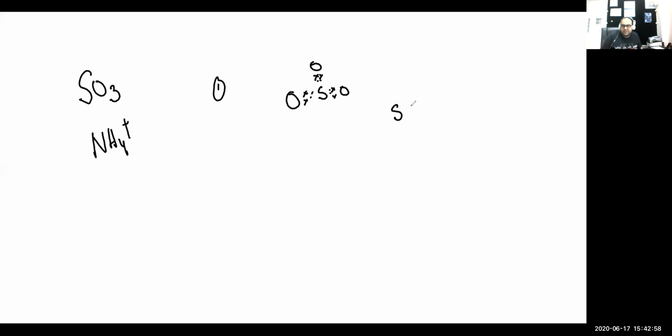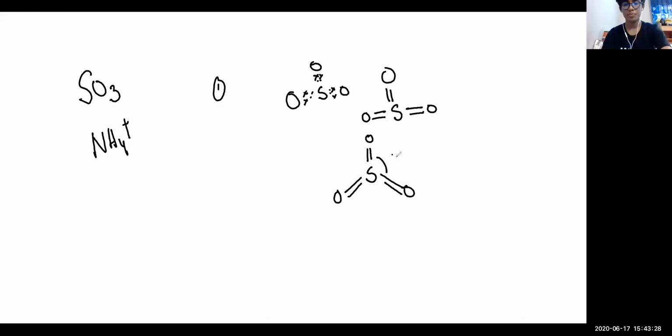Here, sulfur has three double bonds with oxygen. So how do we consider a double bond? As a single group. So basically, sulfur trioxide has this shape. So what is the bond angle? 120 degrees. Shape? Triangular planar.